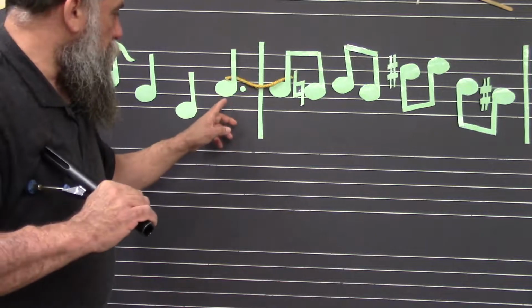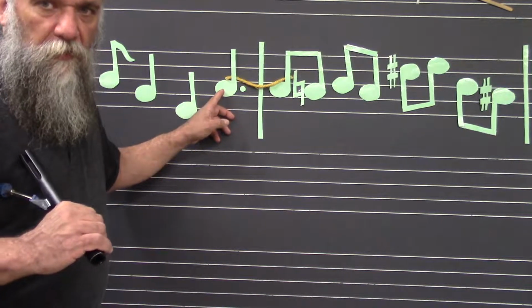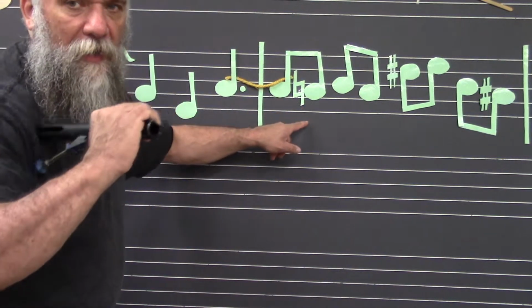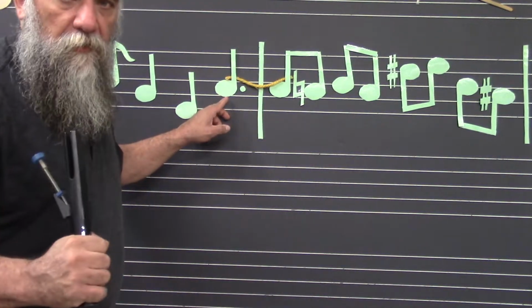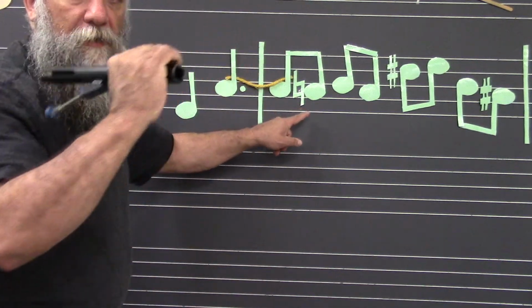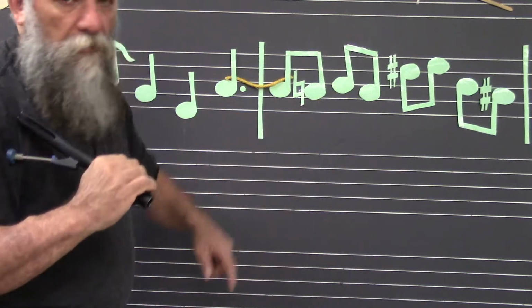So let's do this. We'll start from the and of 3. Ready? Go. And 3 and 1 and. Do it again. Ready? Go. And 3 and 1 and. So you're stopping on the and of 1.